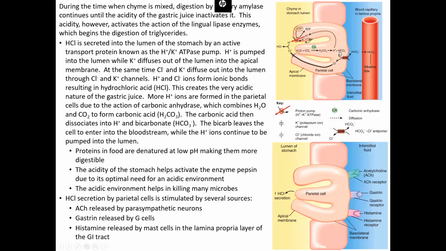The bicarbonate that's formed will exit the cell, enter the blood, and contribute to pH of our blood, and also get carried to our lungs to be exhaled as CO2. All that stuff we talked about in our last lecture. So more hydrogen ions are formed in the parietal cells due to the action of carbonic anhydrase, combining CO2 and water, forming carbonic acid. Carbonic acid then dissociates into hydrogen ions and bicarbonate ions. Bicarb leaves the cell to enter the bloodstream while the hydrogen ions continue to be pumped into the lumen.